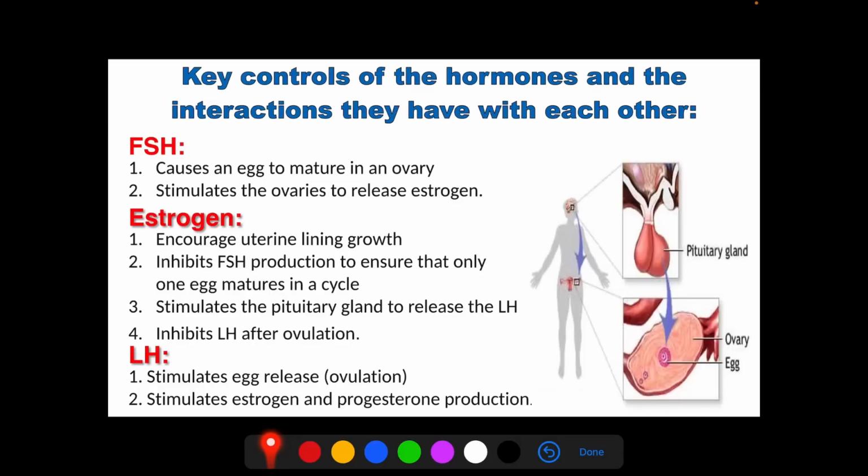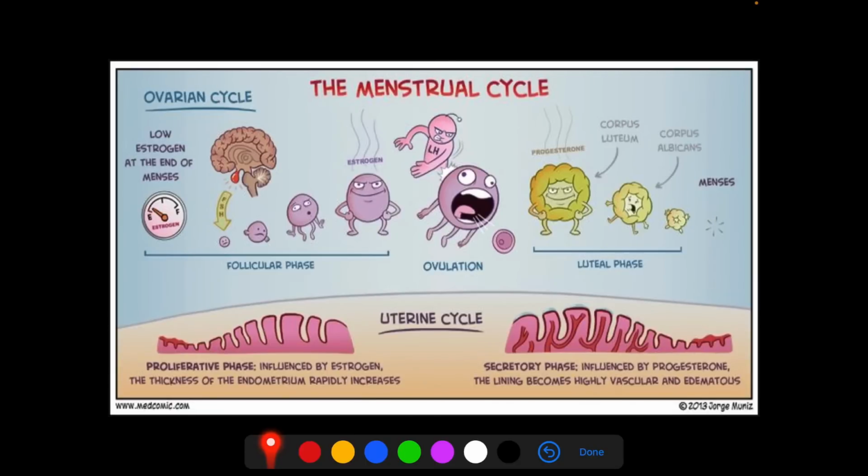And the estrogen also stimulates the pituitary gland to release the luteinizing hormone. This one is responsible for ovulation. And it's also the estrogen that will inhibit LH after ovulation. The LH stimulates egg release from the follicle to the ovary. That's ovulation. And it also stimulates estrogen, particularly estradiol, and progesterone production to thicken the lining of the uterus. So this also speaks about the events that are happening in the monthly cycle of women.